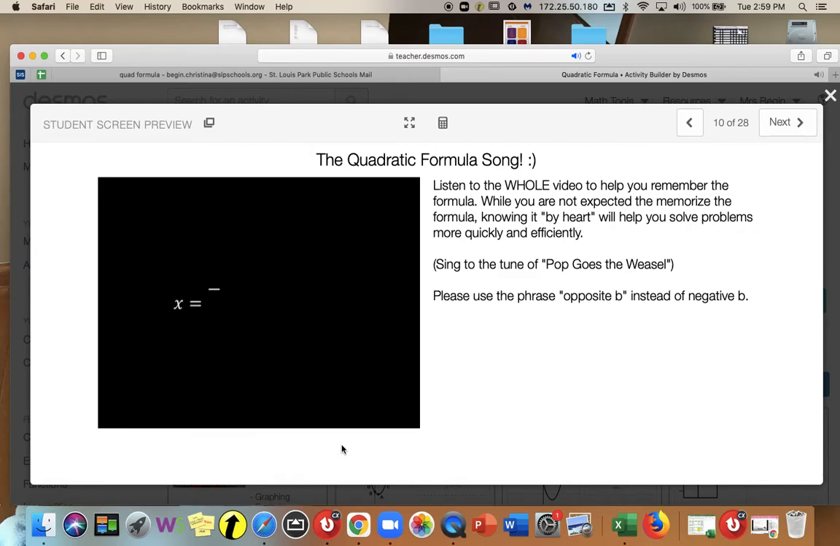X is equal to negative b plus or minus the square root of b squared minus 4ac all over 2a. And just a note, remember, instead of negative b, you have to use opposite b. So if it's negative, you make it positive, and if it's positive, make it negative.